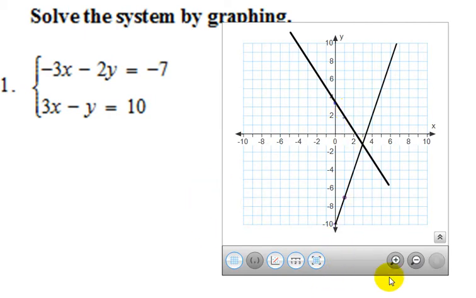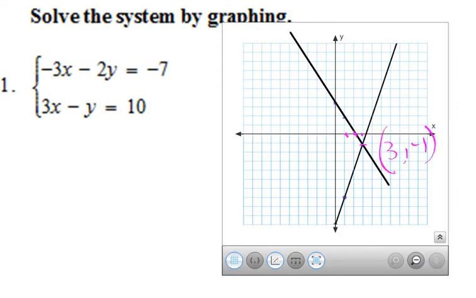And we know that the solution of our system is where they intersect. So let me turn off the numbers and let's count this out. It looks like we're at 1, 2, 3, and down 1. So the solution of our system is 3, negative 1. So that is the answer to our solution.